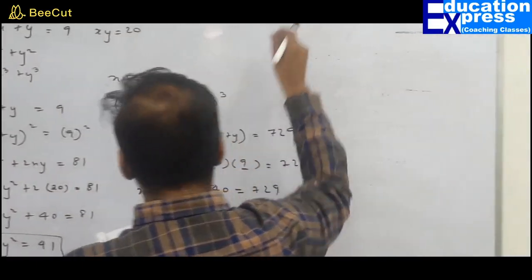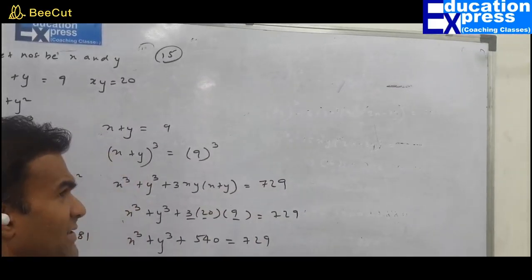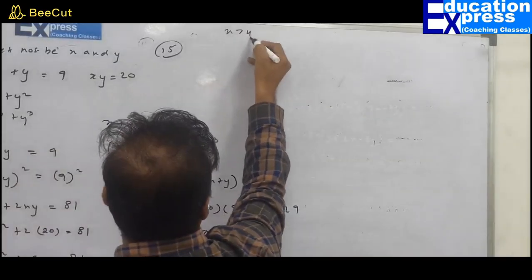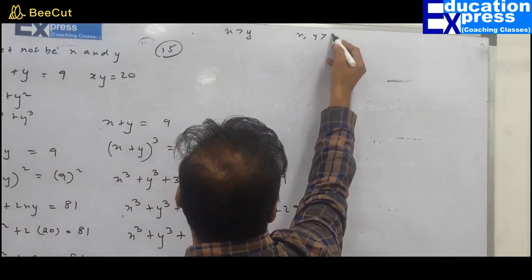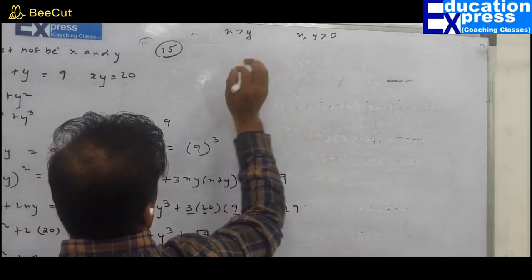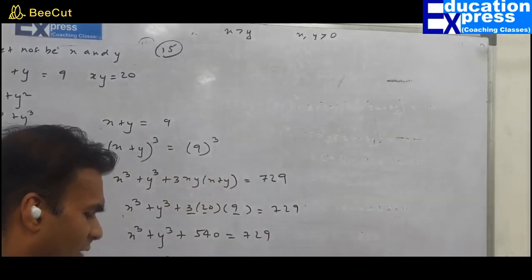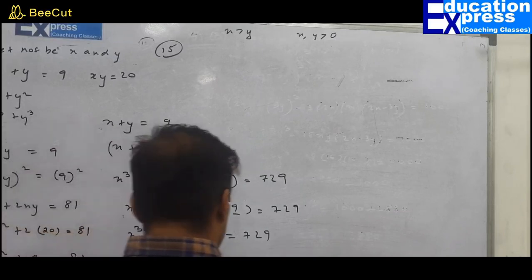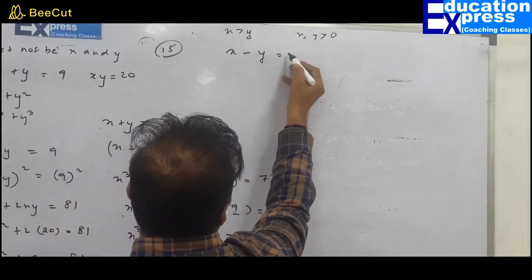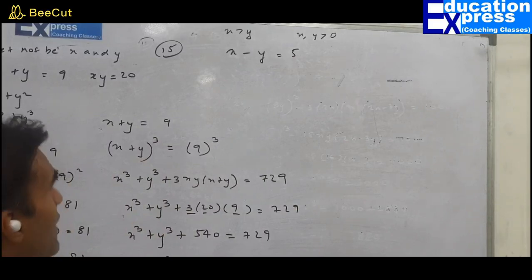Move on to question number 15. Two positive numbers are x and y. It's clearly mentioned that both x and y are positive numbers, such that x is greater than y, and x and y both are greater than 0. I have not done anything except for writing the information. If the difference of these numbers is 5, that means x minus y equals 5. This information is given to us in the question. And their product is 24.